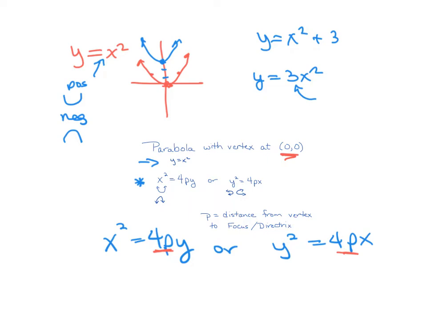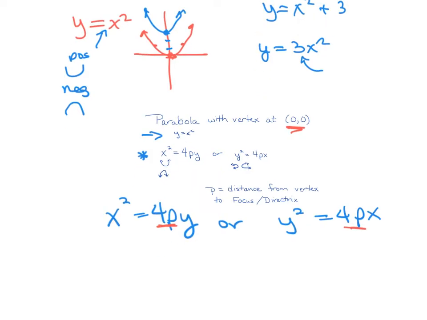Now, just like before, if this number in front here is positive, then we know it's opening up. If it's negative, it's going to be down. And then the same thing here. If it's negative, it'll be a backwards C. If it's positive, it's going to look like the letter C.